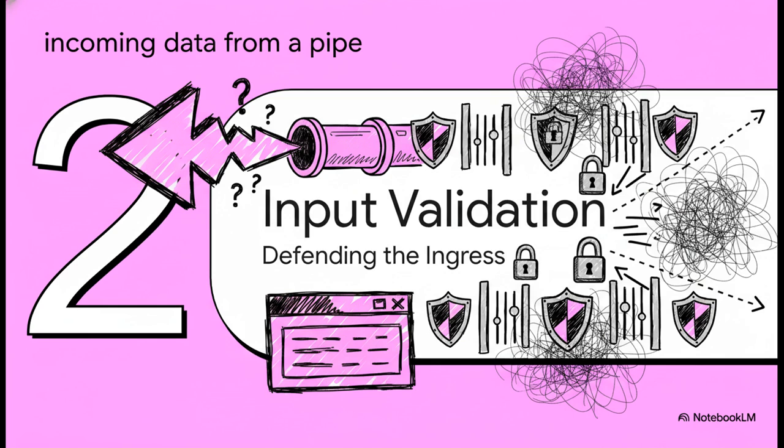Moving on to section 2, and this is a big one, robust input validation logic. We're diving deep into the ingress point to see how the app sanitizes data coming from a pipe, because let's be honest, when you're building a CLI tool, standard input is basically the Wild West. Defending this boundary is absolutely crucial.